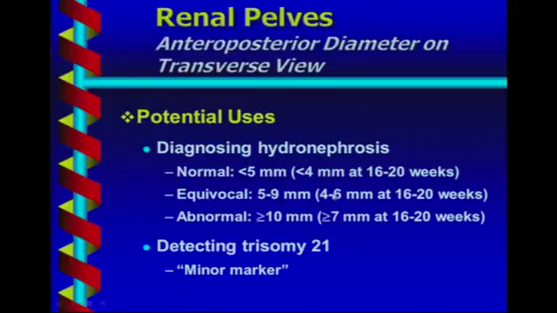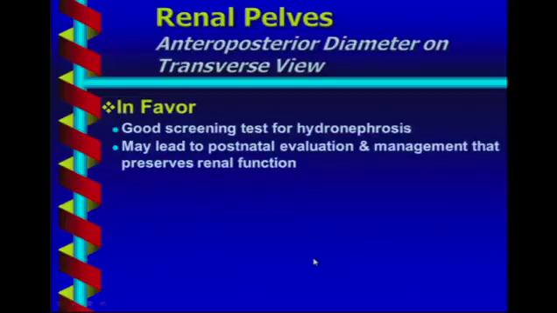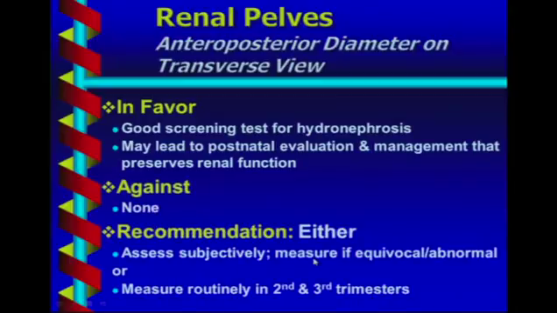Equivocal is 5 to 9 millimeters, slightly less at 16 to 20 weeks, and abnormal is at least 10 millimeters. We also use it to help detect trisomy 21 when you have mild bilateral hydronephrosis. It's considered a minor marker for Down syndrome. In favor, it's a good screening test for hydronephrosis, and may lead to postnatal evaluation and management that preserves renal function. Nothing against it. And the recommendation is the same as for the lateral ventricles: assess subjectively and measure if equivocal, or just measure routinely.